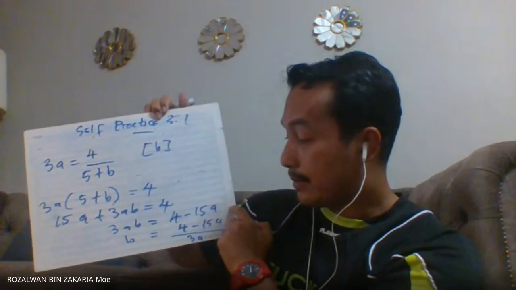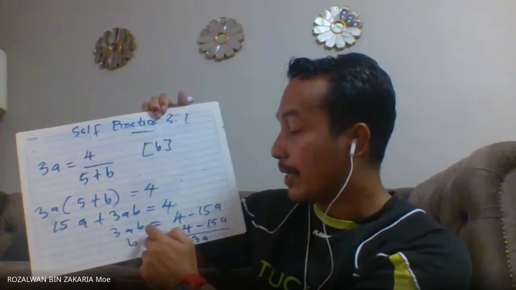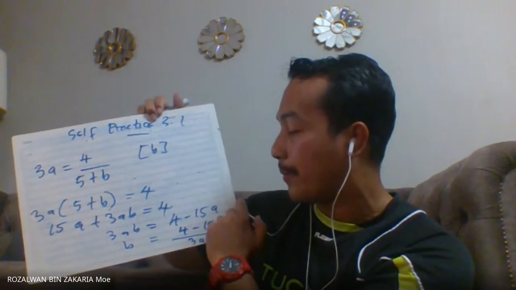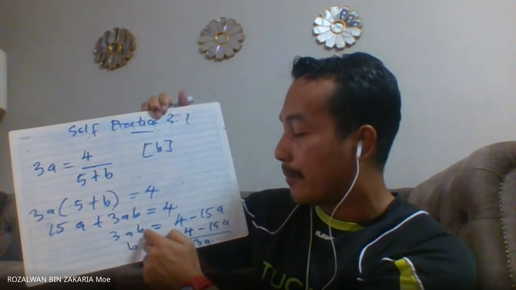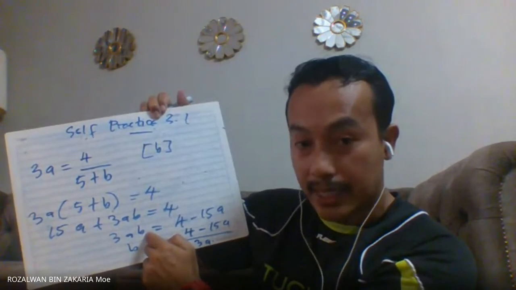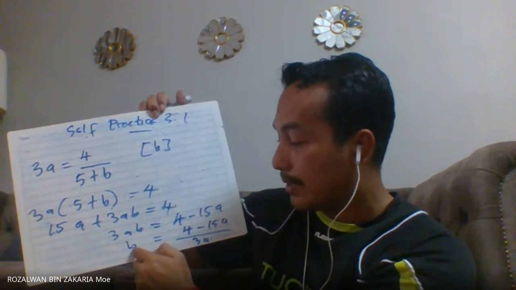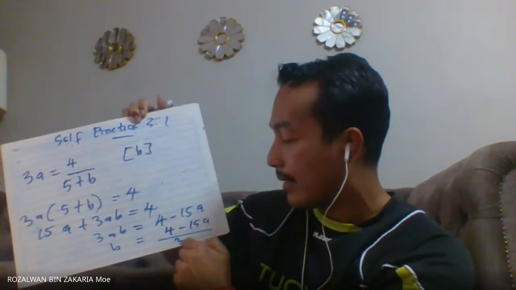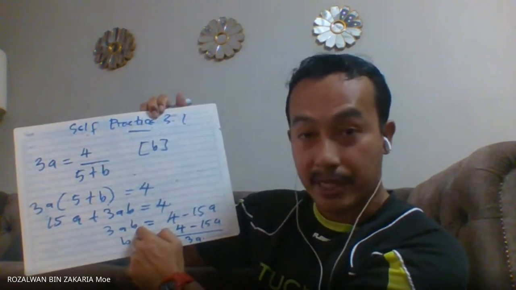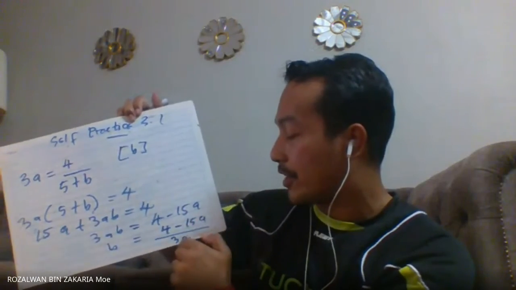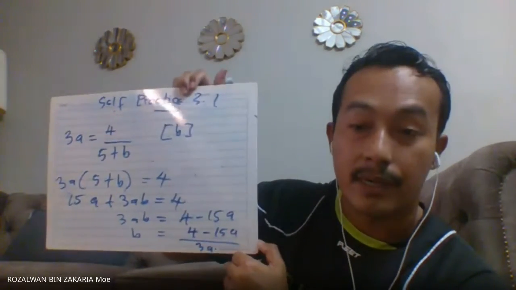Then here we have 3ab. We don't want this 3a. We just want b. So this 3a you need to move to your right side. Look at the operation. 3ab means 3 multiply with the a multiply with the b. So b here equal to 4 minus 15a divided by 3a. Because 3a and b here is multiplication, when you bring it to your right side, it will become division, 3a. That's the answer for this question.